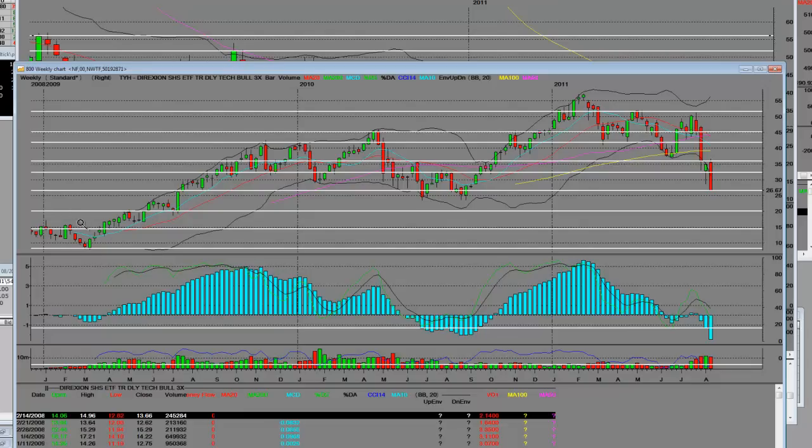And look at all the weekly moving averages. They're all going the right way. And what a great rally. And look at here in 2010 bottom zone. Look at the closing weekly bar. We're right here at a major area.